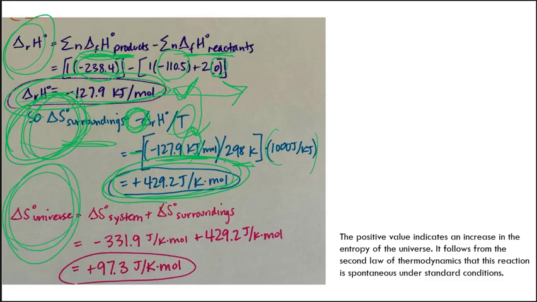The last piece is to find delta S universe, so we're going to take our entropy for the system and add the entropy for the surroundings. This is from the first page where I took my entropy data for the system and did products minus reactants. The surroundings is when I did negative delta H divided by T. And I should get an overall delta S for the universe of positive 97.3 joules per Kelvin.